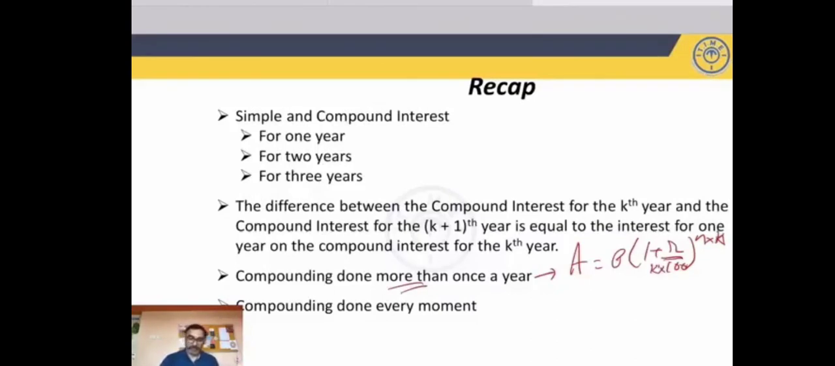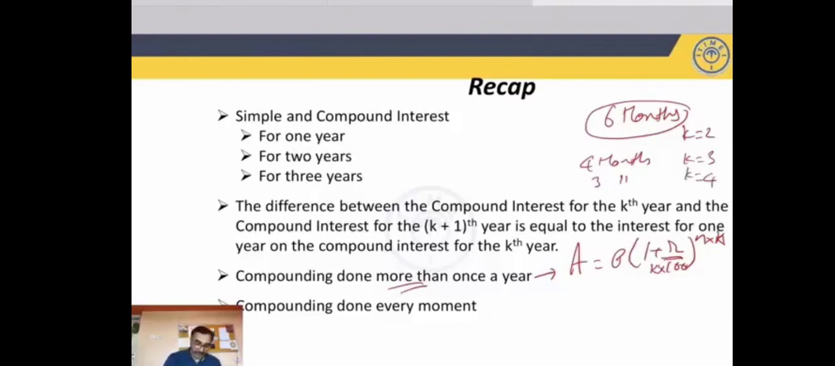For example, if it is done every 6 months, how many 6 months are there in 1 year? There are two 6 months, so the value of k will be 2. If compounding is done every 4 months, how many 4 months are there in 1 year? Three 4 months, so the value of k will be 3. If compounding is done every 3 months, how many 3 months are there in 1 year? There are four 3 months, so the value of k will be 4.